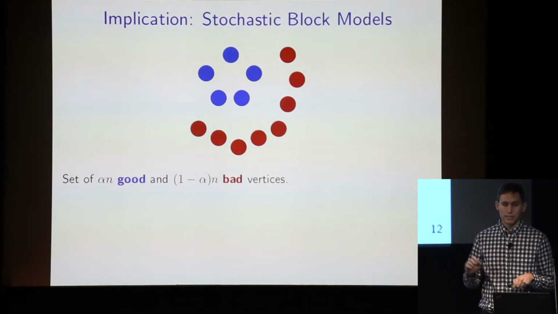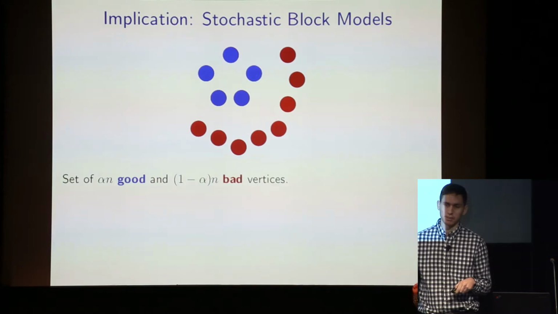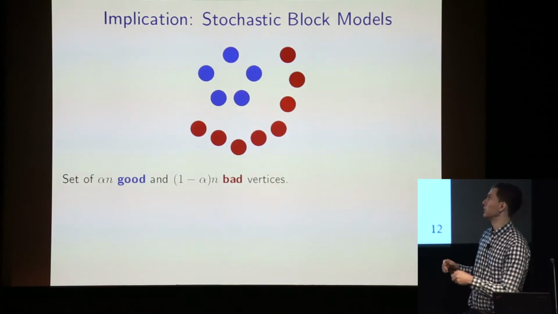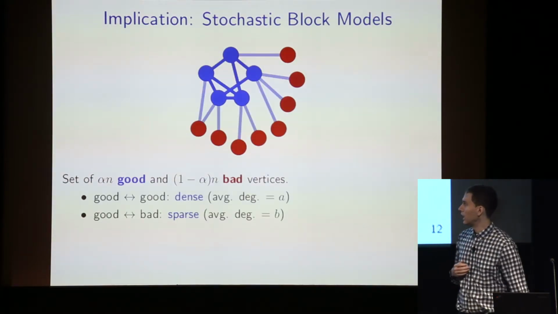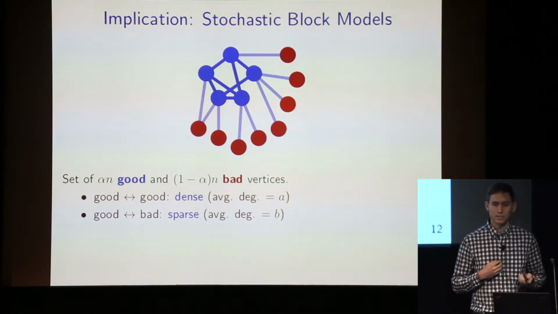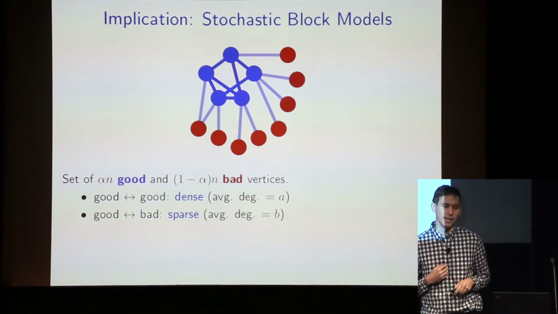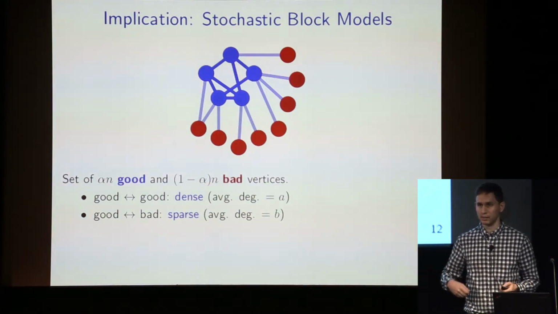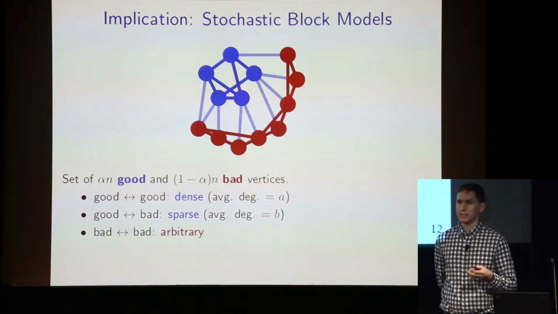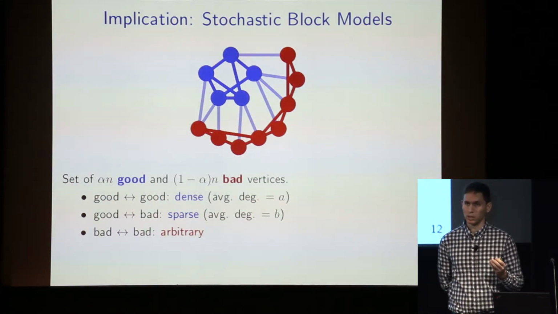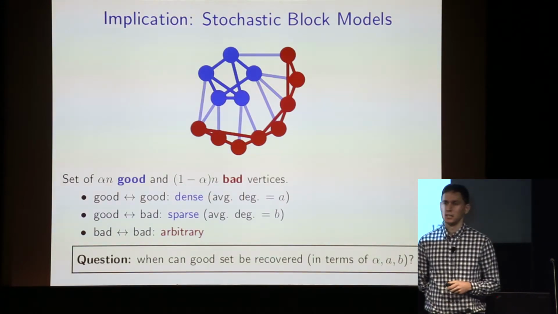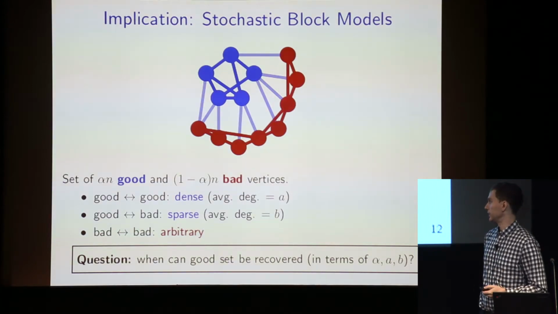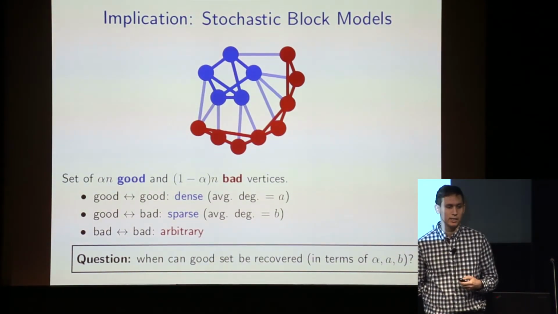So here the model is that we have an alpha fraction of good points. We have a 1 minus alpha fraction of bad points. So this is a graph, right? So these blue and red things are the vertices. Among the good vertices, we have dense connections between good vertices that are random with average degree a. We have sparse connections between the good and bad vertices, again random with average degree b. But then the bad vertices get to choose adversarially how they want to be connected. And the question is, when can we recover this good set as a function of its size alpha and these degrees a and b?